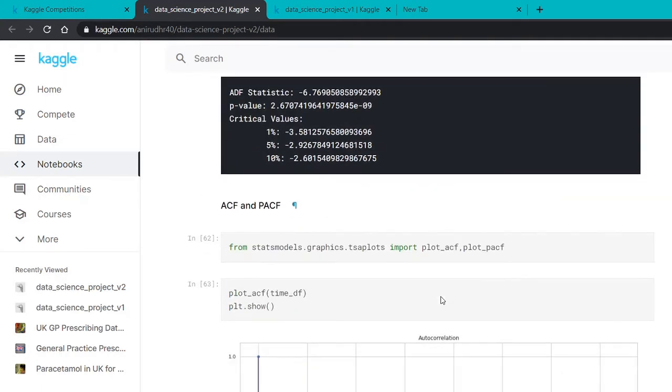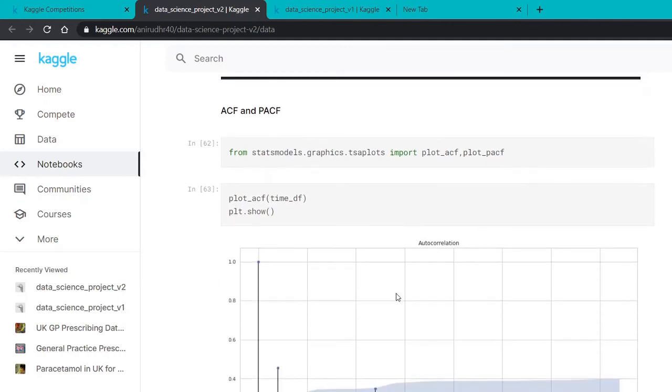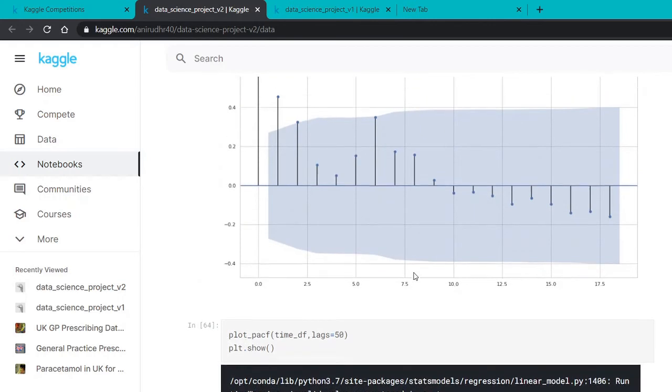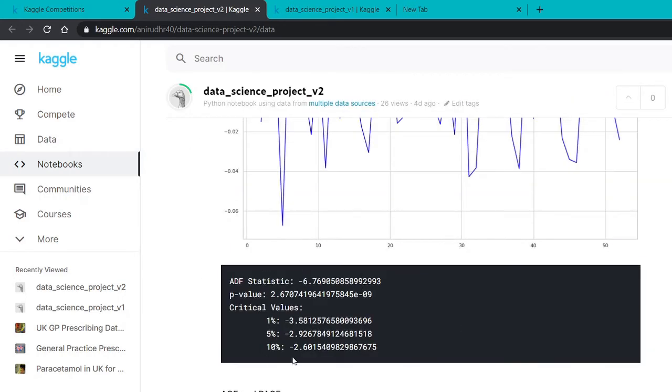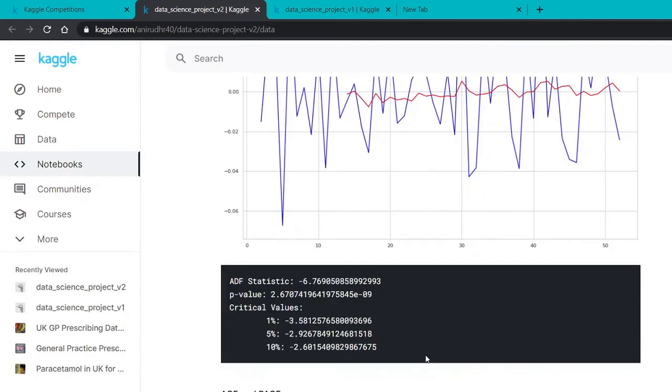Now we are going to proceed to looking at ACF and PACF. ACF is the autocorrelation function and PACF is the partial autocorrelation function. The whole point of figuring out stationarity and of ACF and PACF is that there's an algorithm called ARIMA. ARIMA is autoregressive integrated moving average.